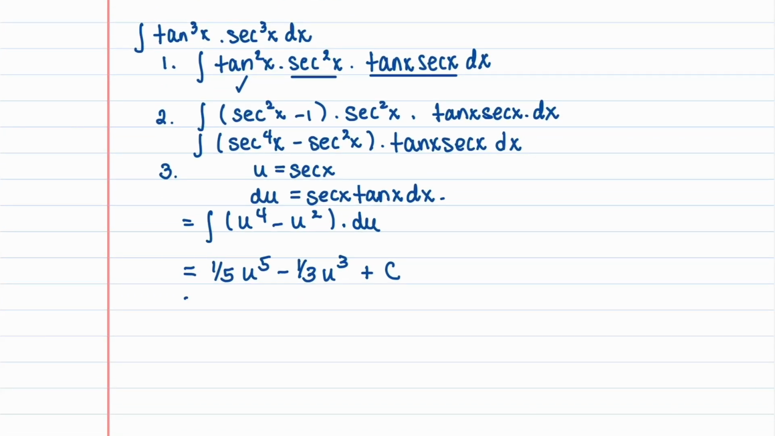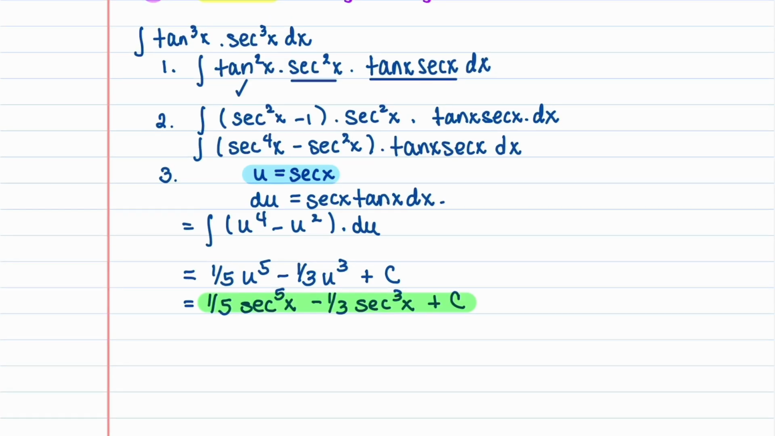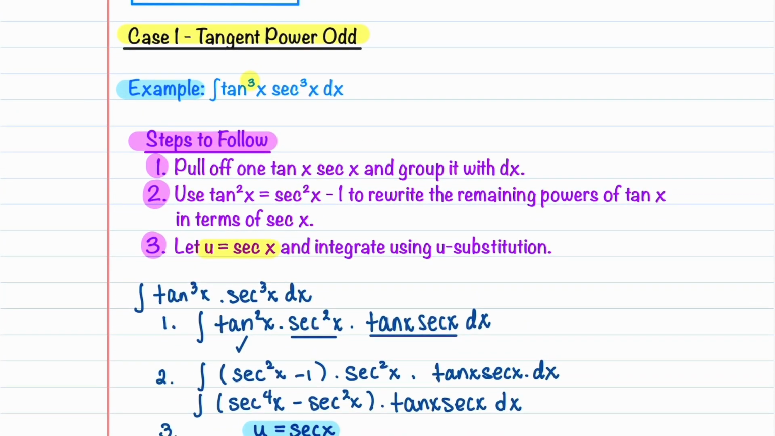We're not done. Don't forget that we have to flip everything back in terms of our original variables. Let me highlight up here. Our u was secant x, so we now have 1/5 secant to the 5th x minus 1/3 secant cubed x plus c. And there's our answer. So let's review real quick. Just remember, when you have an odd power of tangent, you are going to pull off 1 secant x tangent x.